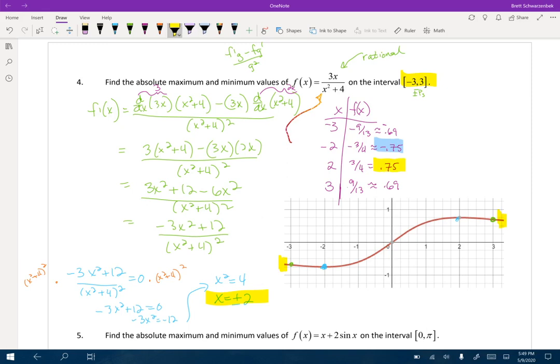So how would we summarize? We would say there's an absolute max at x equals positive 2, and if they ask for the coordinate, you're of course going to write (2, 3/4). And you would say that the absolute minimum is at x equals -2, because it's the lowest point on the graph. And that coordinate, if asked for, would be (-2, -3/4). So basically, this would be your answer to the problem.